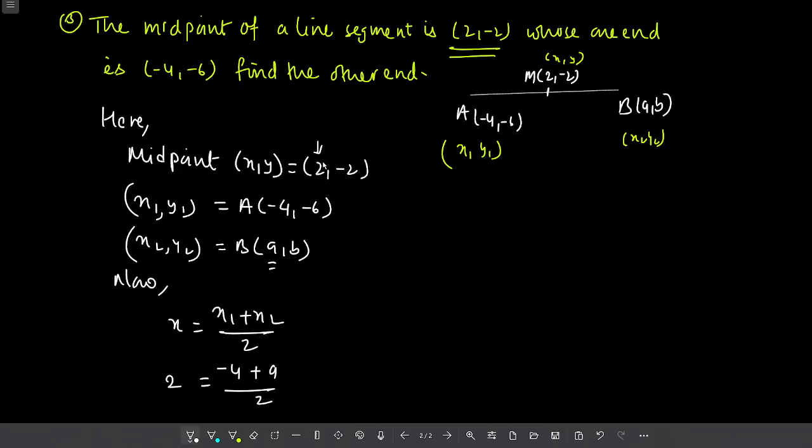So the given midpoint will be x comma y, and the first end is x1, y1, second end is x2, y2. Means the value of x is 2, value of x1 is minus 4, value of x2 is a. So x equals x1 plus x2 over 2. We are just using the x component only.